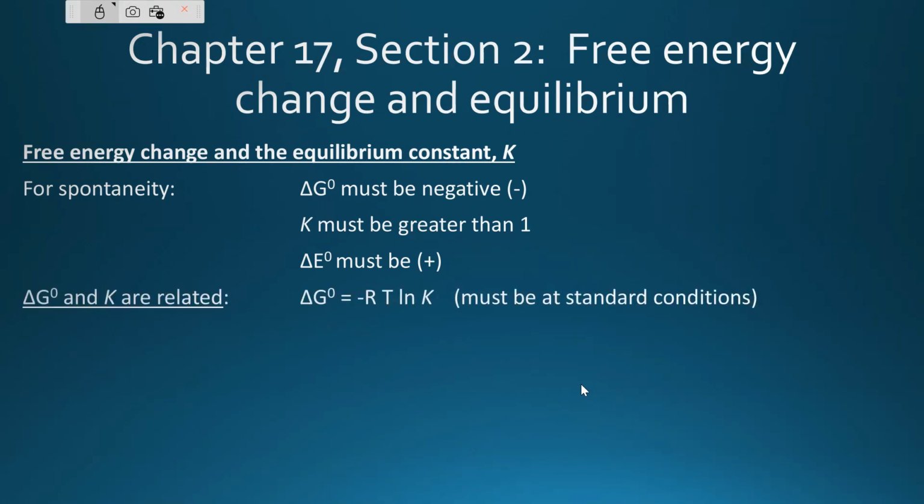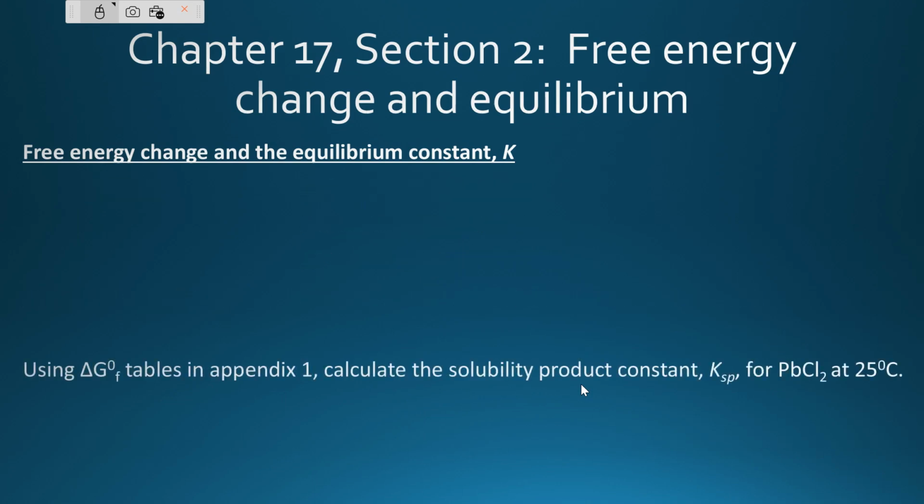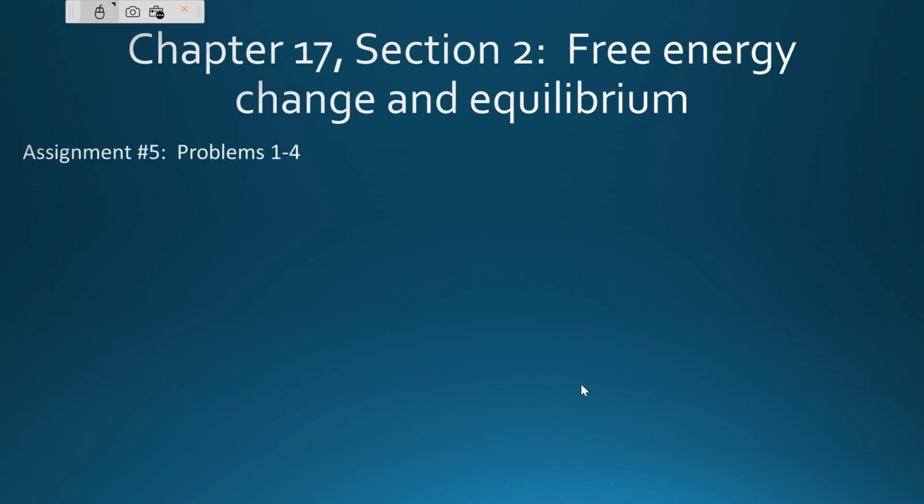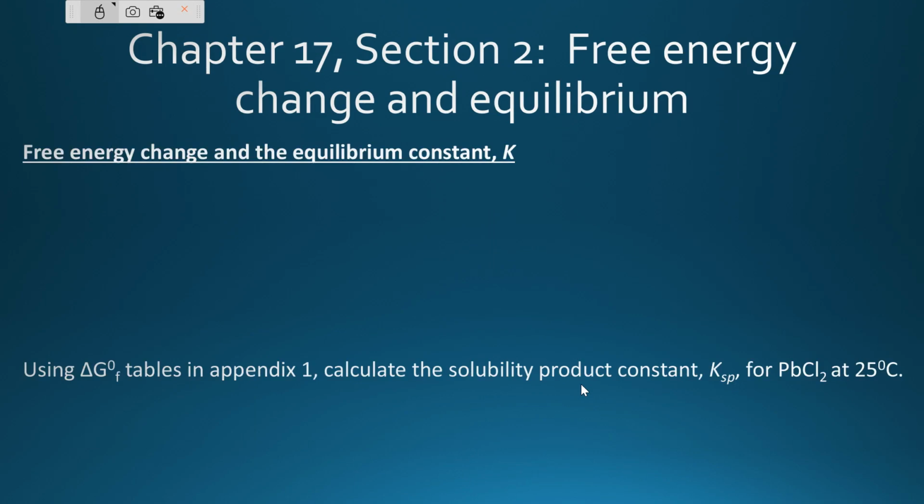So these are going to be related, and so we find my delta G equals the negative RT natural log of K, okay? This must be at standard conditions. So we use those tables to calculate the spontaneity of things, okay? And so let's take a look and let's do this for my lead chloride, okay, at equilibrium. Once again, now we were doing it just as it was reacting. Let's take a look at it now at equilibrium.